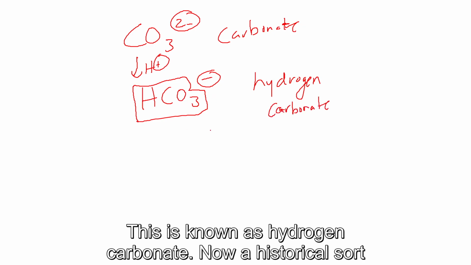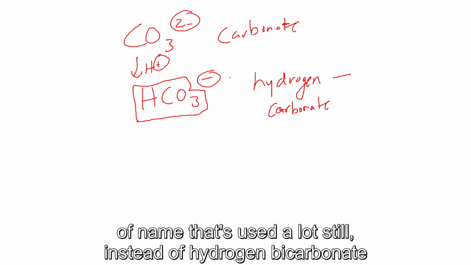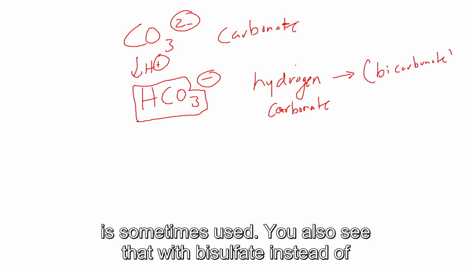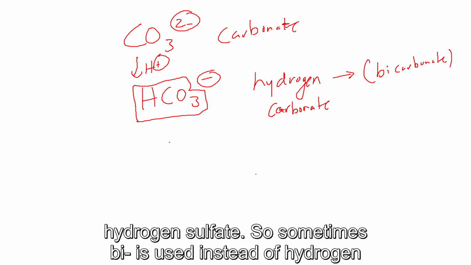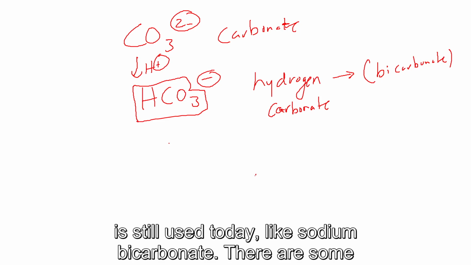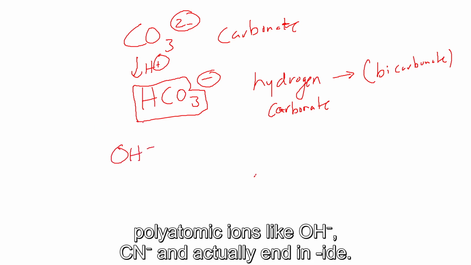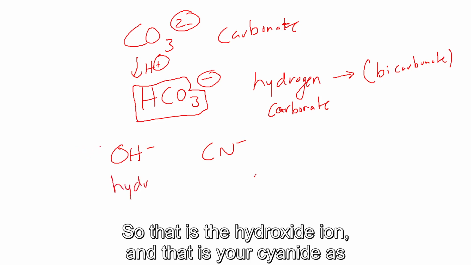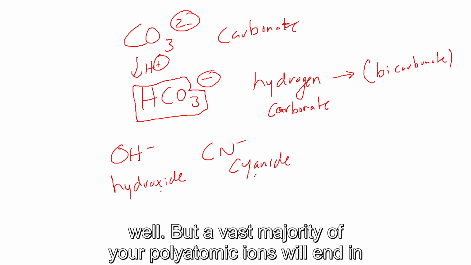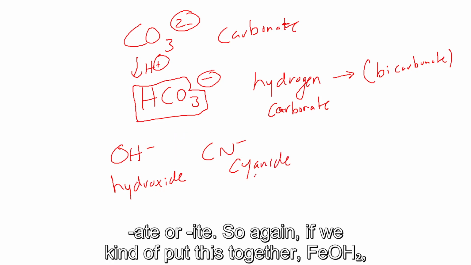Now, a historical sort of name that's used a lot still, instead of hydrogen, bicarbonate is sometimes used. You also see that with bisulfate instead of hydrogen sulfate. So sometimes bi is used instead of hydrogen, still used today, like sodium bicarbonate. There are some polyatomic ions like OH minus, CN minus, that actually end in ide. So that is the hydroxide ion, and that is your cyanide ion as well. But a vast majority of your polyatomic ions will end in ate or ite.